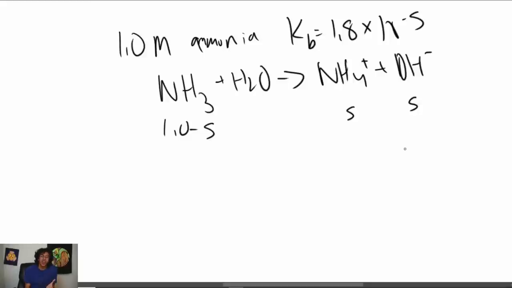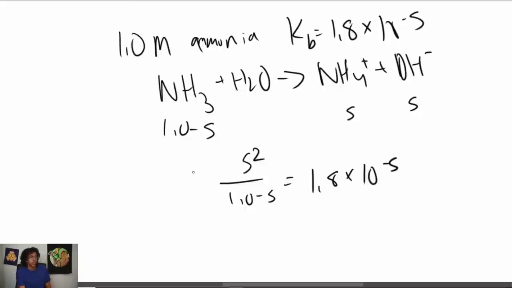I know it's the same thing as the ICE chart, but you should just understand what it's doing so you don't have to write out the ICE chart every single time. So essentially, S of it is going through the reaction, which means that S of it is getting consumed, and S of each of the products is getting produced. Makes sense. Okay. So essentially, we could say that S squared over 1.0 minus S is equal to 1.8 times 10 to the negative 5.